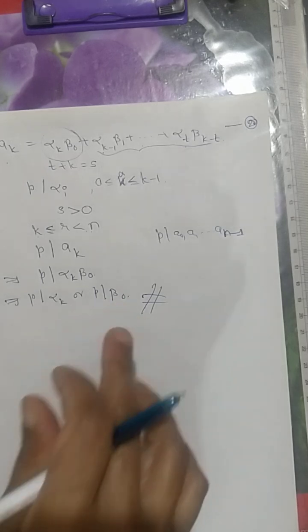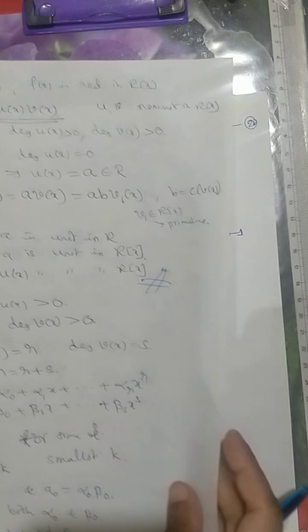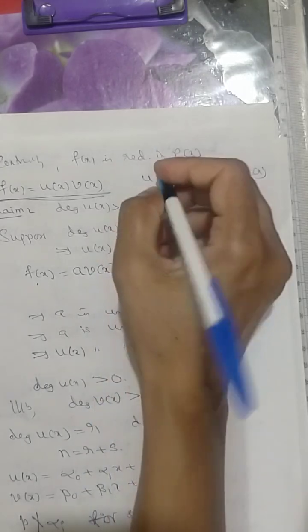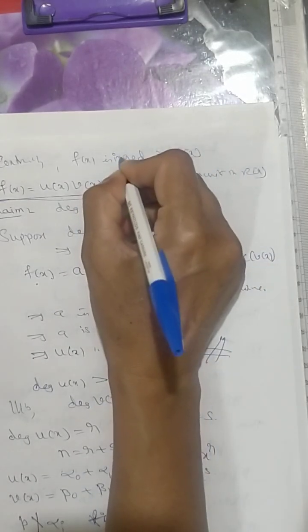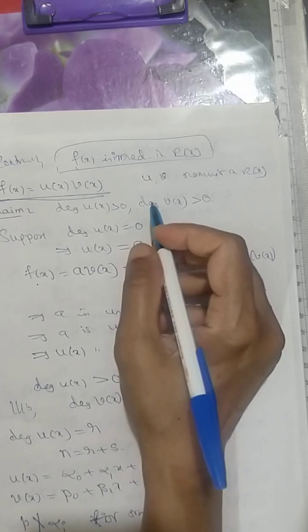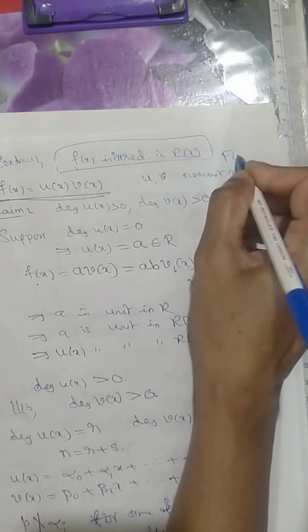It happened because of our wrong assumption. What was the assumption we made? We assumed that f(x) is reducible in R[x]. So our assumption is wrong, and f(x) must be irreducible in R[x]. So by Gauss lemma, we can say that f(x) is irreducible in F[x] also.